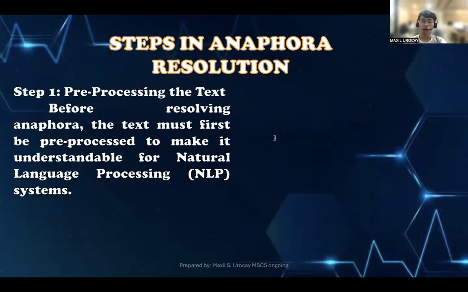And then there will be steps in anaphora resolution. We have to pre-process the text first. Before resolving anaphora, the text must first be pre-processed to make it understandable for natural language processing, or in our NLP system. And what are those tasks that are involved in the pre-processing technique?